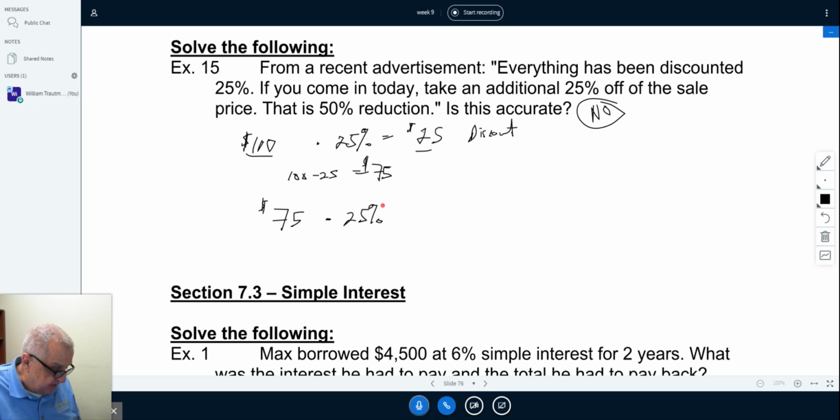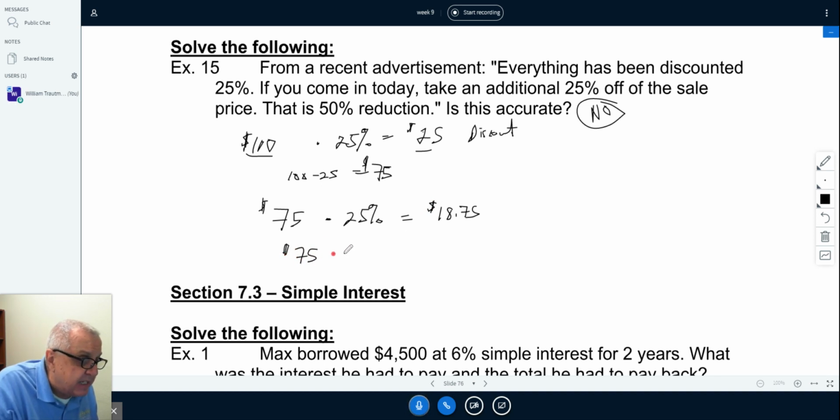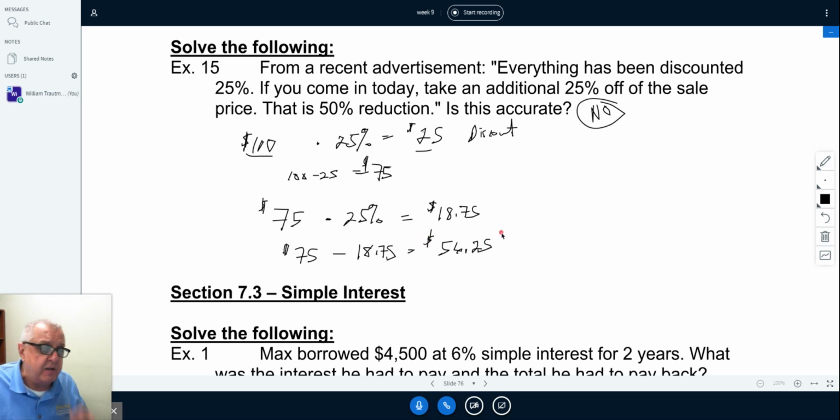So on your calculator, $75 times another 25. Make sure you add in the percent sign. 75 times 25% is $18.75. So we have $75, and then we're going to discount it another $18.75. This equals $56.25.